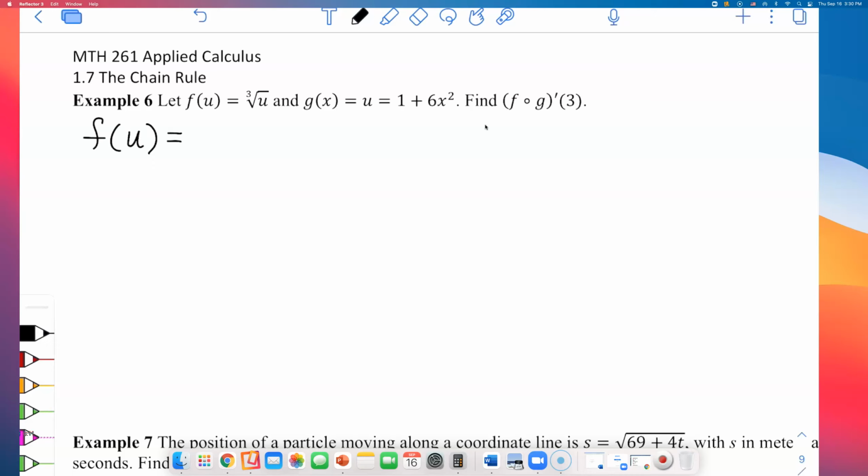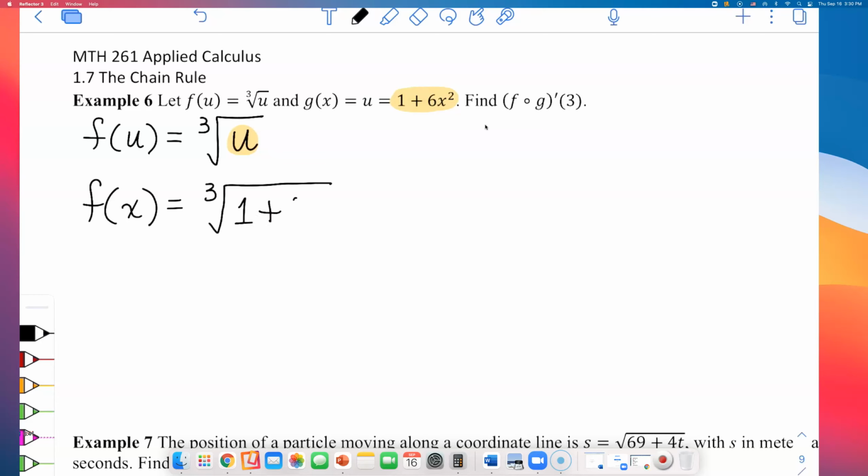f of u is cube root of u, but what I want to do is replace this u in terms of x. Okay, so I will plug in that orange circled part in here, but you know the input variable is no longer u. The input variable is now x. So I'll say this is f of x, and that equals cube root of 1 plus 6x squared.